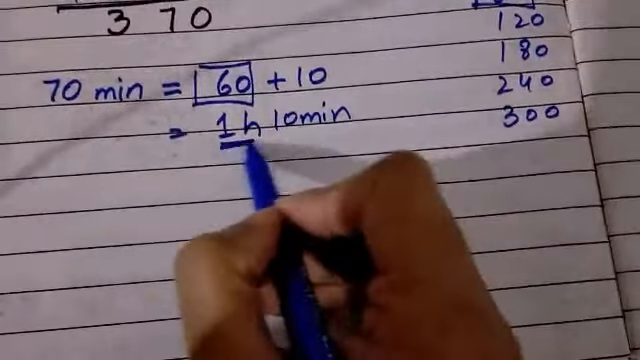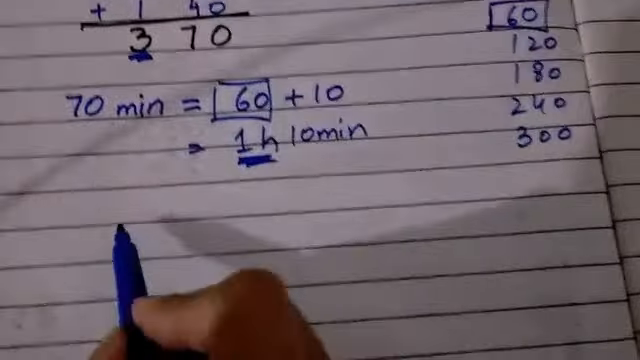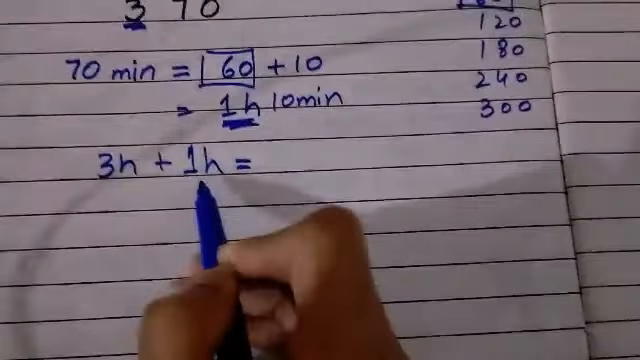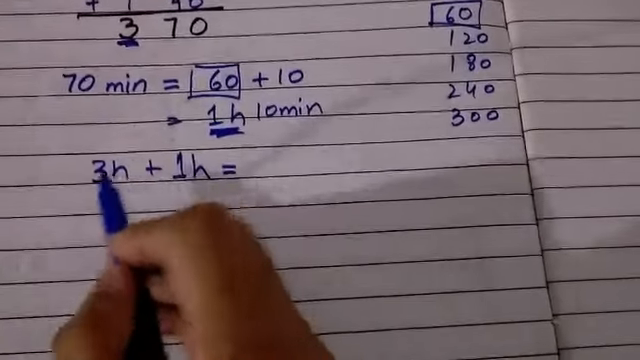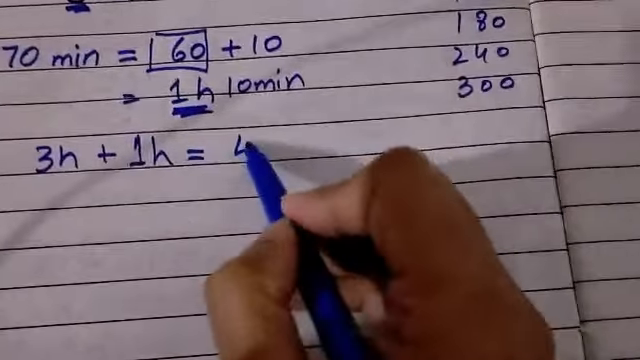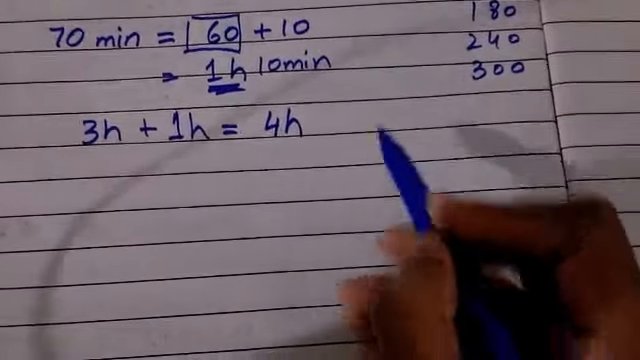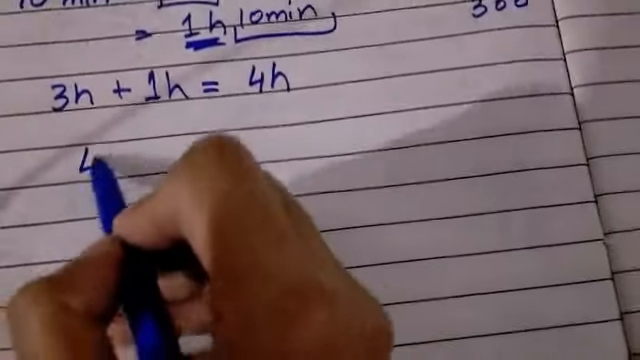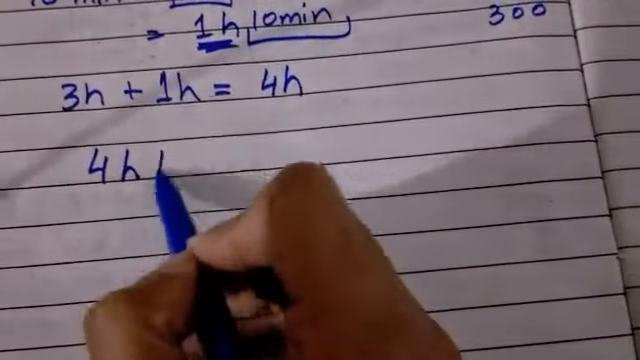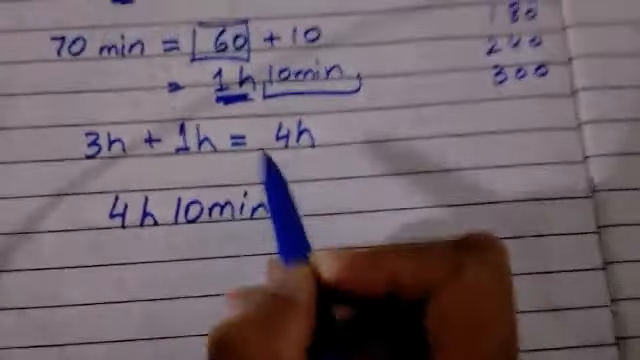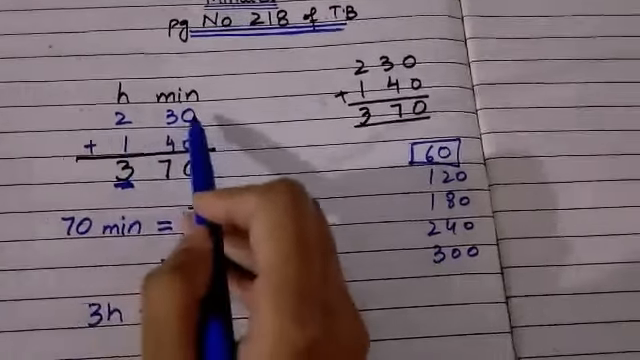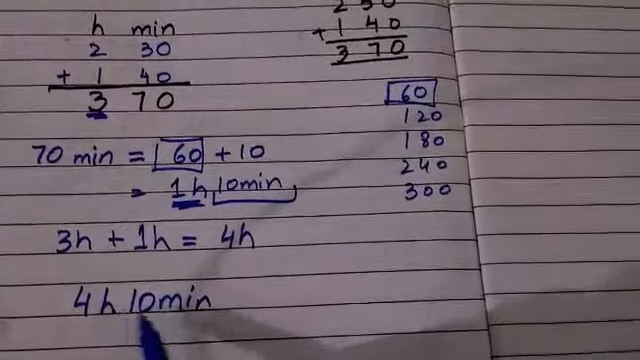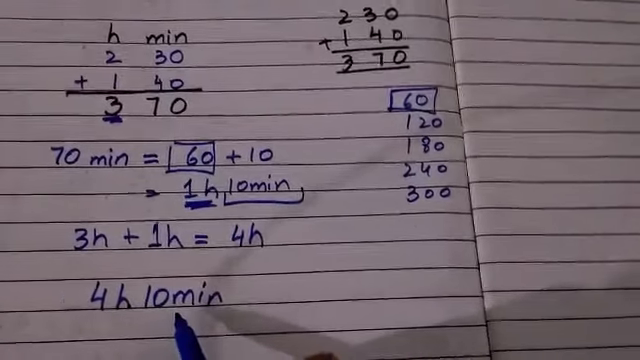This 1 hour and this 3 hours. So 3 hours and 1 hour. You have to add both of these numbers because they have the same units. 3 and 1 will become 4. Now what about these 10 minutes? The final answer is 4 hours and these 10 minutes. That means if you add 2 hours and 30 minutes and 1 hour and 40 minutes, the final answer is 4 hours and 10 minutes. Got it?